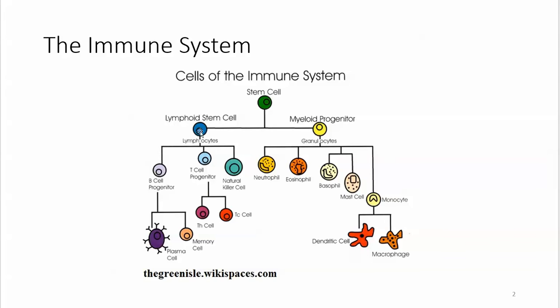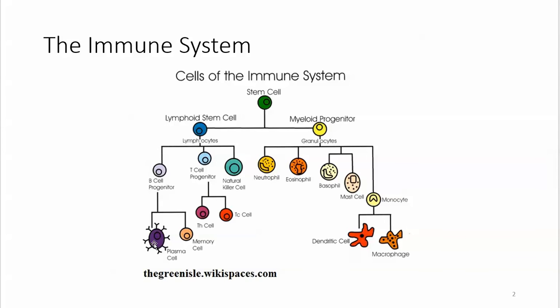Now, let's talk about the cells of the lymphoid cell system. So you have lymphocytes, or it's a lymphoblast. Then it turns into the lymphocytes, and you have your B cell lymphocyte, and you have your T cell, and then your natural killer cells. So the B cell progenitor cell, they have plasma cells and then memory cells. These plasma cells will turn into antibodies.